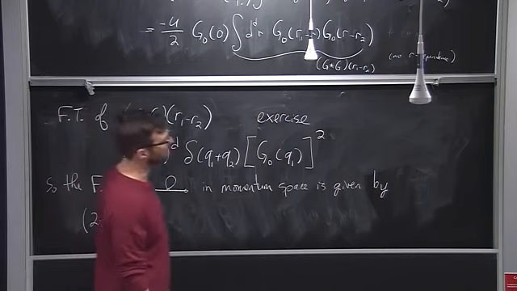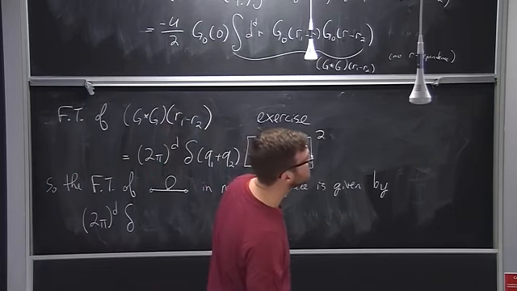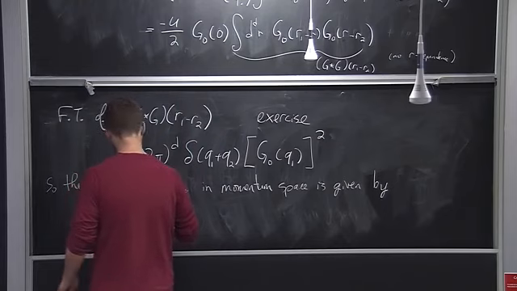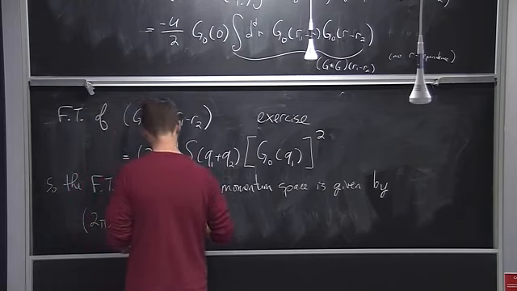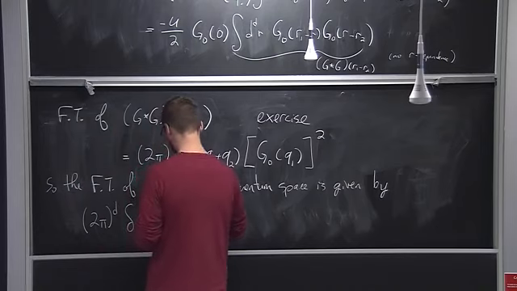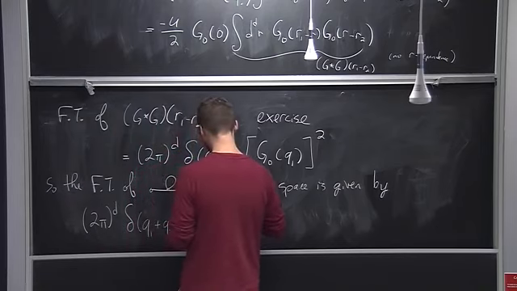How am I labeling these delta functions? They should be d-dimensional delta functions, right? I'll trust you'll remember that. What do I have? I'm missing a u over 2. This term's already written in Q space.